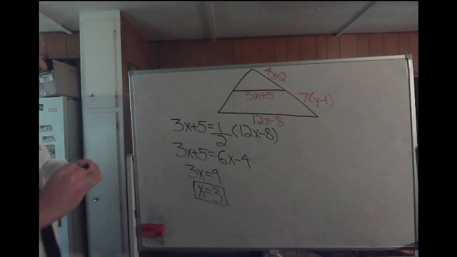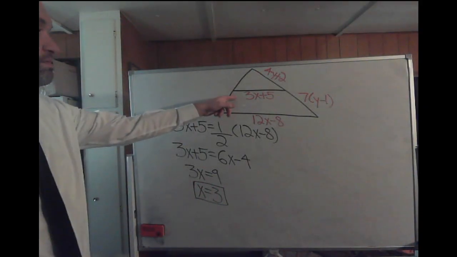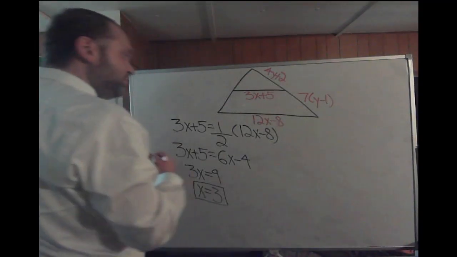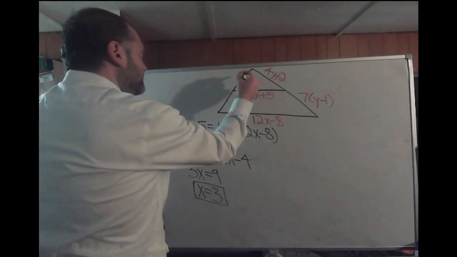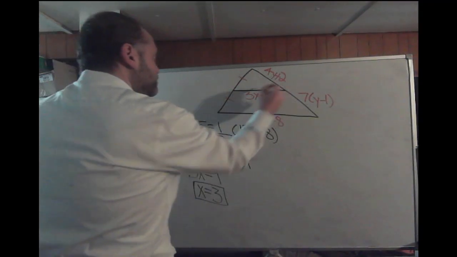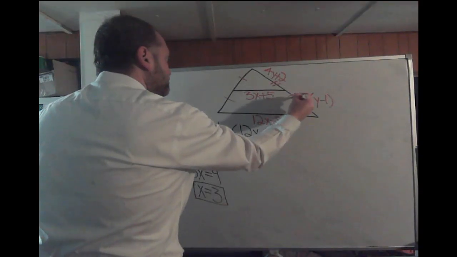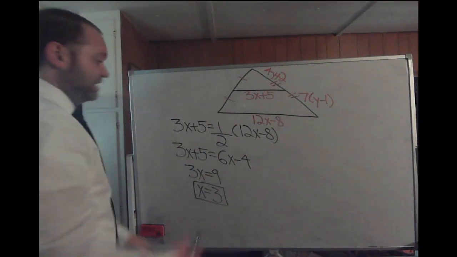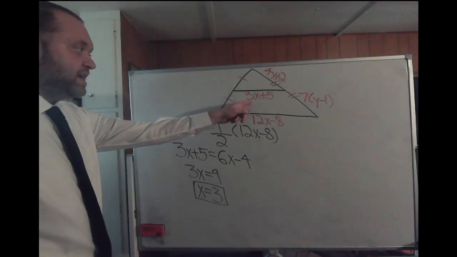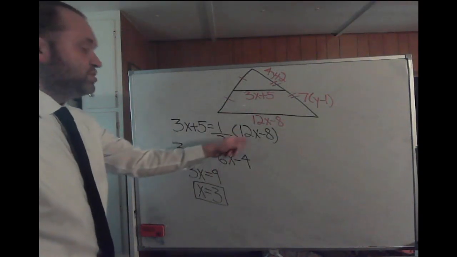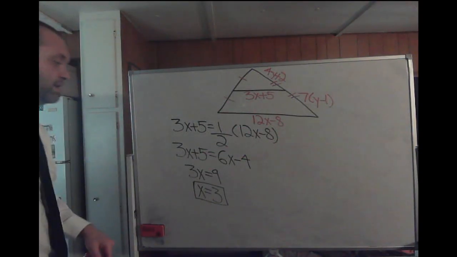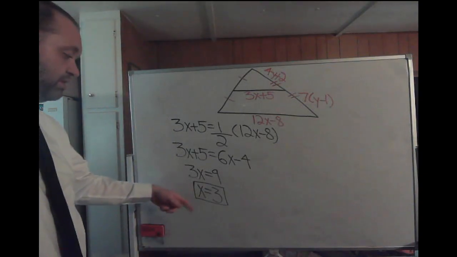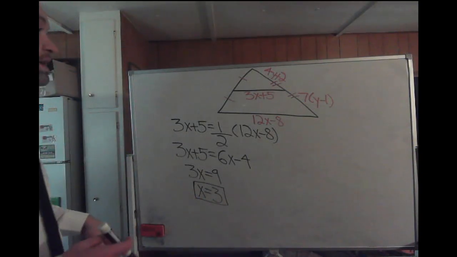So to solve for x, I use the fact that this... you know what, it would probably help if I drew congruency markers, wouldn't it? It joins the midpoints of both sides together, which means that this 3x plus 5 segment is equal to half of the base, which then we do the algebra means x equals 3.